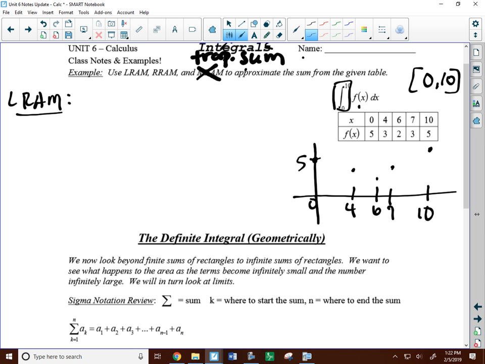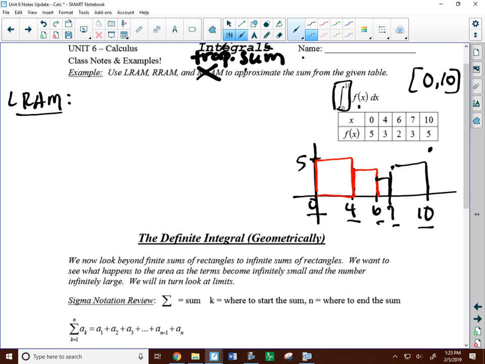I'll draw a picture of what left RAM is doing, what it looks like. First rectangle is left, so left height. Next rectangle from 4 to 6, I start at 4 for the height. Next rectangle 6 to 7, I start at this point for the height. At 7, I start at the height and I go over to 10. So there's 4 rectangles. This is the other thing, they don't tell you how many rectangles there are. But there are 5 x coordinates, 1, 2, 3, 4, 5, and you go left and right, uses one less of those.